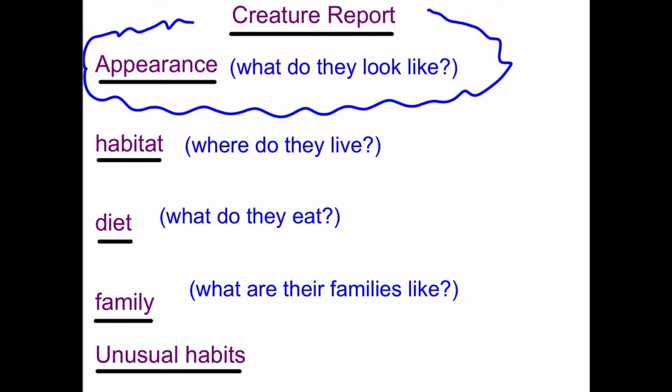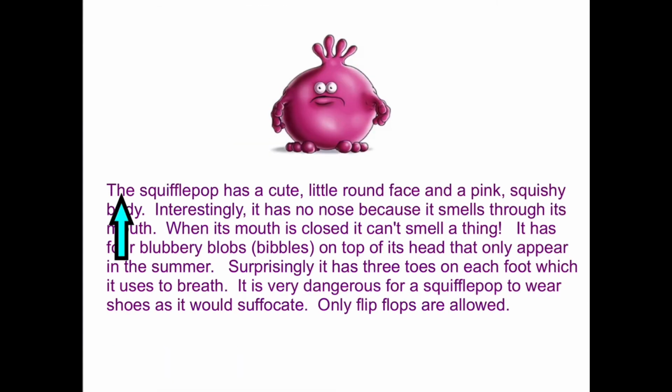So you're going to start off by writing the title, Creature Report. Then you're going to write appearance, and then you're going to write some sentences, only 3 or 4 sentences, about what it looks like. And then on the other days, we're going to do some of the other characteristics of your creature.